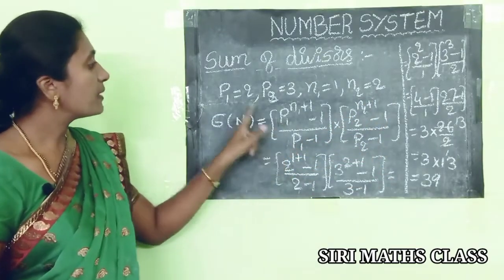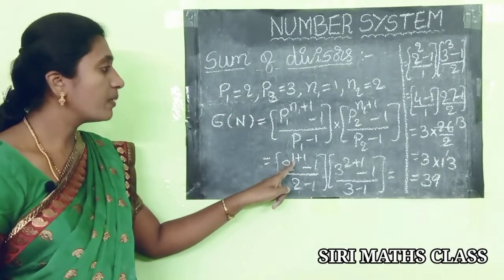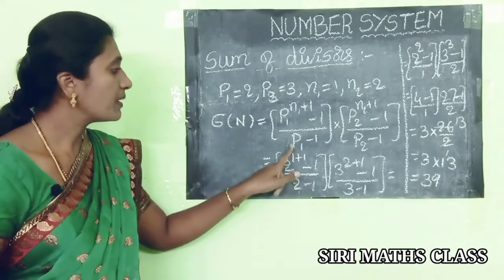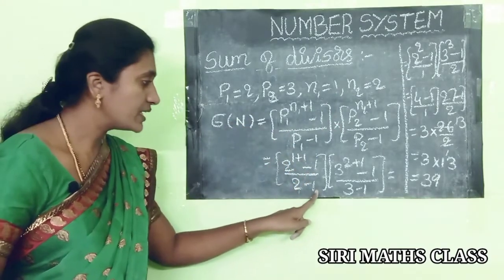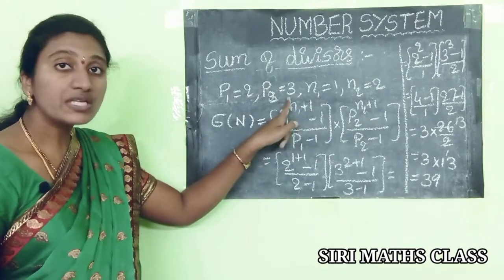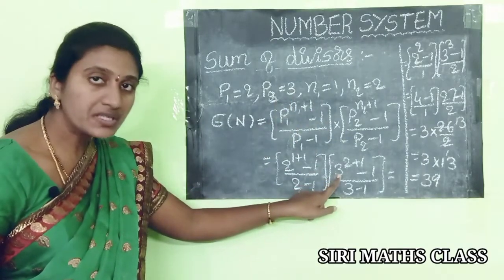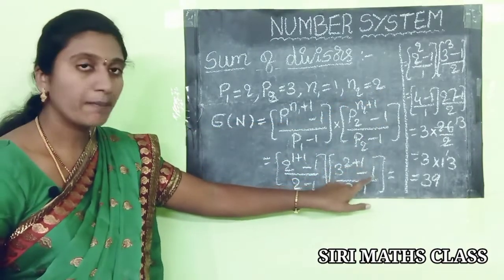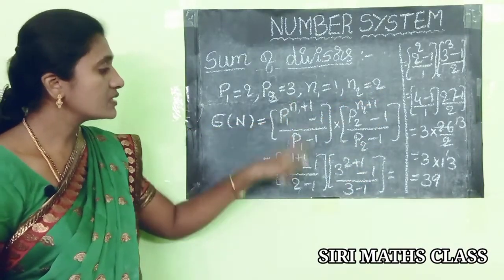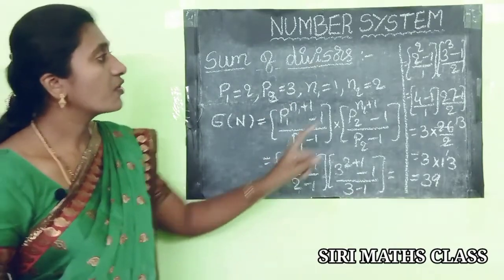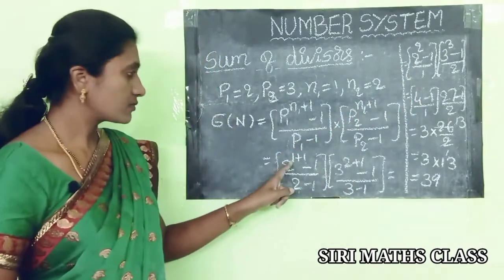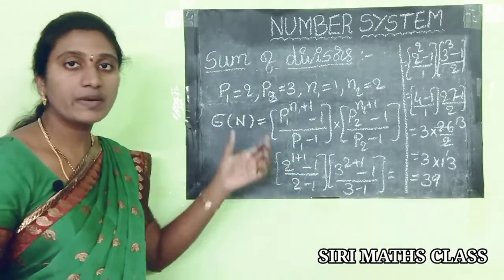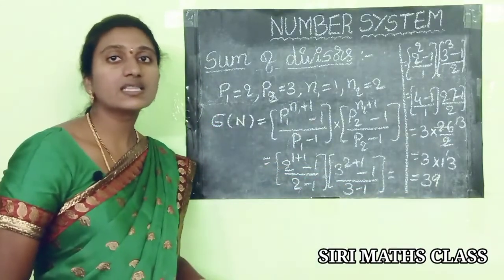Okay, see here, p1 value is 2. So 2 power n1 value is 1. 1 plus 1 minus 1 by p1 value is 2, so 2 minus 1, into p2 value is 3. So here we can substitute 3. 3 power n2 value is 2. So 2 plus 1 minus 1 by p2 value is 3, so 3 minus 1. Okay, here we can simplify. What do we get as the answer? 39. Okay, the sum of divisors by using the formula we get the answer 39.